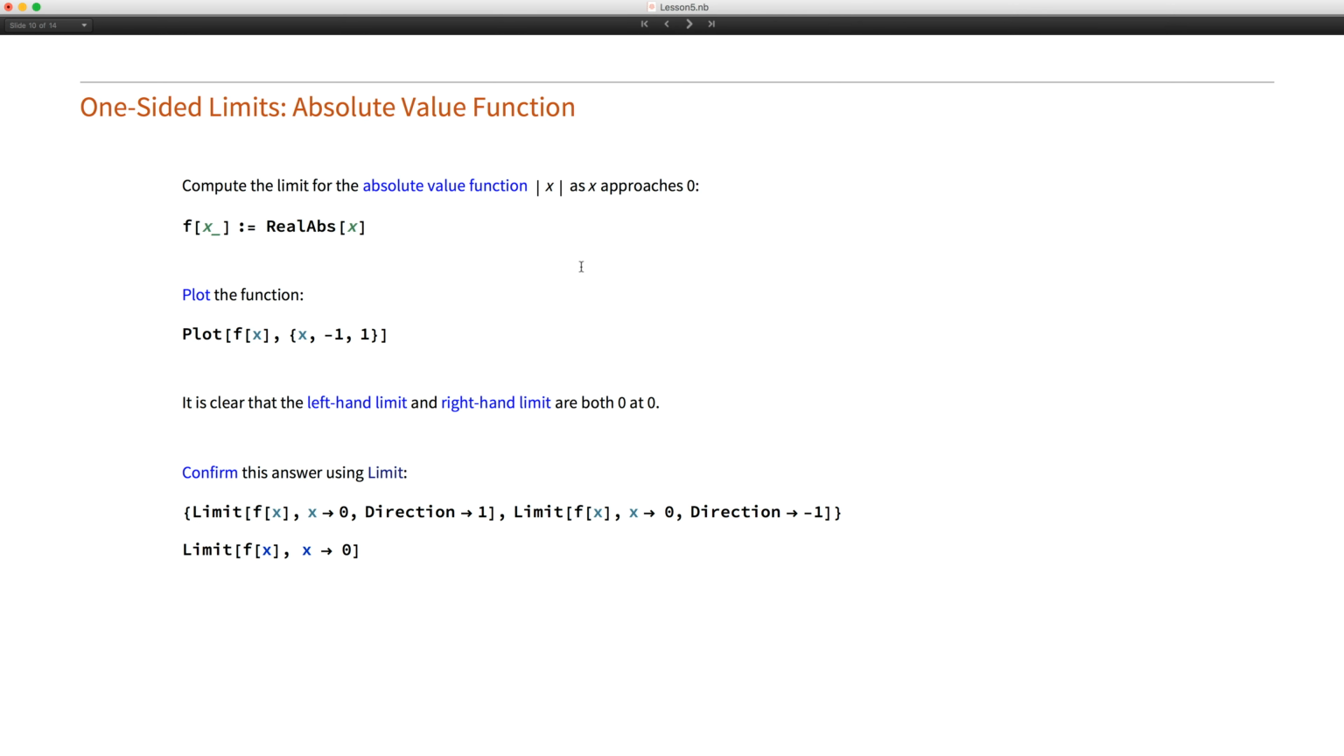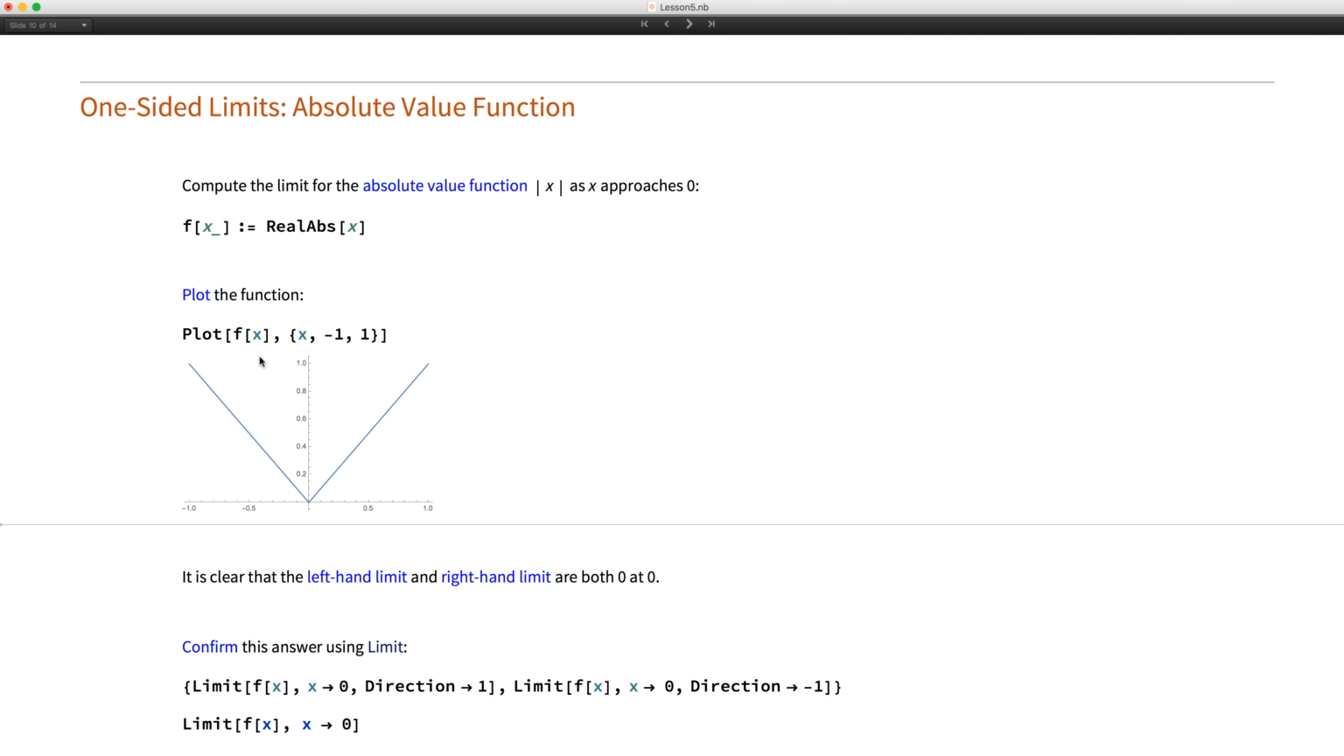Okay, next, how about things like the absolute value function? So here's the absolute value function. If I plot it, it's kind of got a V shape.